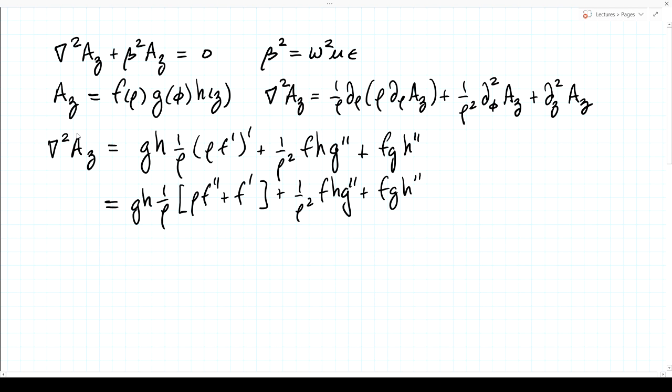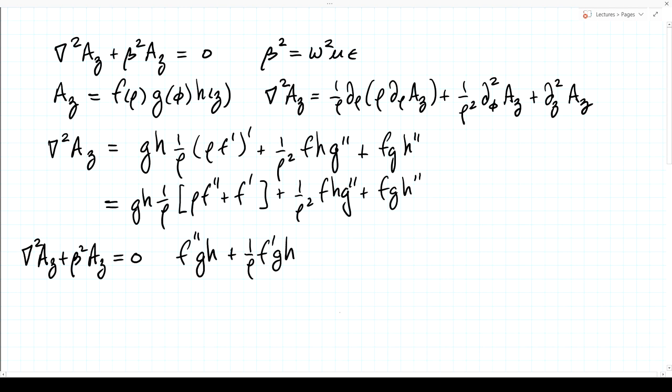So now let's write out the entire Helmholtz equation. Laplacian of A_z plus beta squared A_z would be equal to, in this first case, a rho over rho, so that would just leave F double prime times G times H. And then for the second term, we'd have 1 over rho F prime G H. And here we've got 1 over rho squared F G double prime H. And then here we've got F G H double prime. So those are all the terms from the Laplacian. And then we've got beta squared A_z, so that would be plus beta squared, and A_z is F G H, and that's all equal to 0. So there's our equation that we have to satisfy.